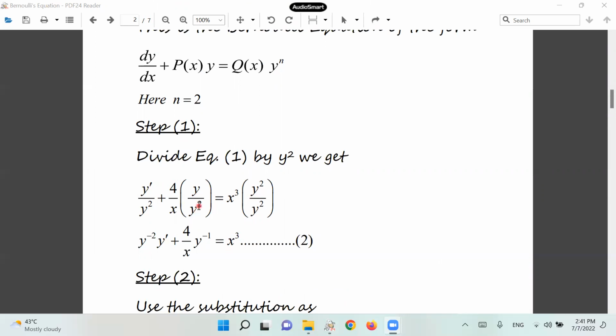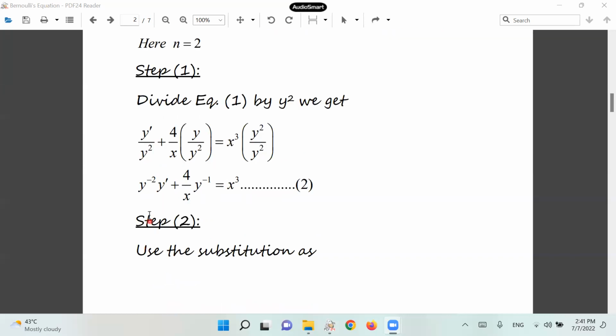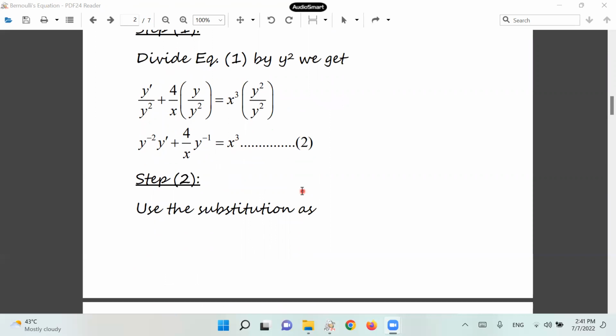But here y^2 in the denominator, when we take it up to the numerator, becomes y^(-2), and y over y squared becomes y^(-1), because the signs change. So we write the equation in this form: y^(-2) y' + (4/x) y^(-1) = x^3. We name this equation number 2.